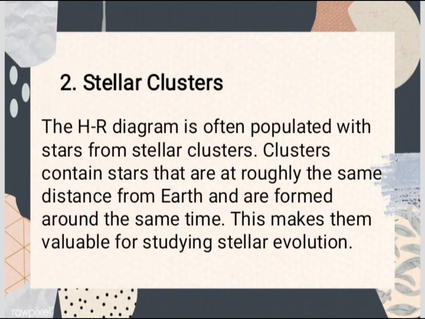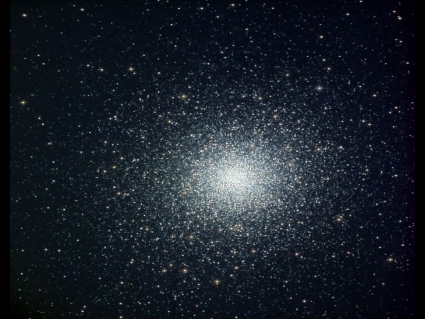Number 2 is stellar clusters. The HR diagram is often populated with stars from stellar clusters. Clusters contain stars that are roughly the same distance from Earth and are formed around the same time. This makes them valuable for studying stellar evolution. So this is an example of stellar clusters.